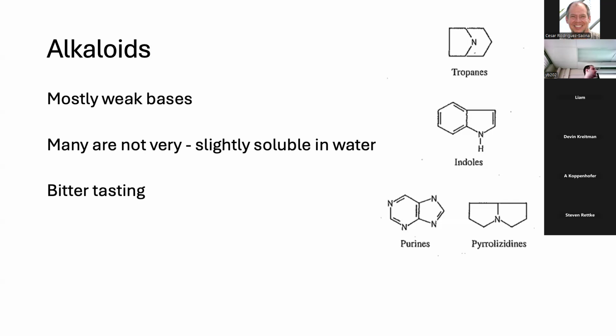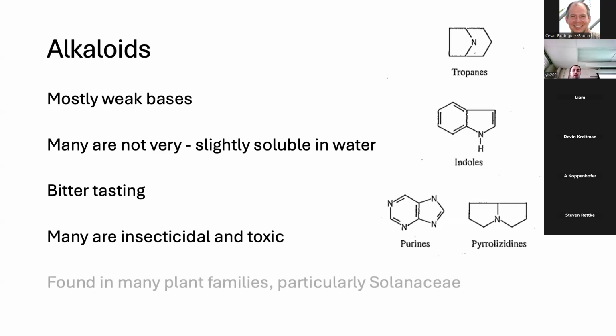And when we think about this in the context of chemical ecology, in the context of a plant trying to defend itself, many of these are insecticidal or toxic compounds. And they're found in many plant families. Usually each alkaloid is kind of specific to each plant. The Solanaceae family, those are like tomatoes, nightshade, are well known for having a lot of alkaloids.